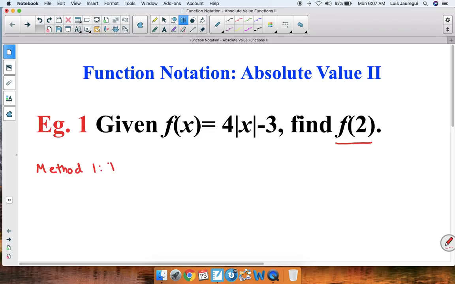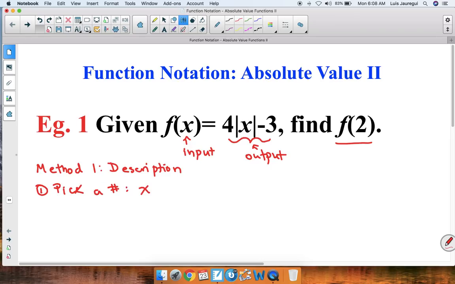Method 1 is also known as the description method. Now, what do I mean by description? Well, notice that in order to generate your function f of x, we take the input x, and we're going to obtain the output 4 times the absolute value of x minus 3. So let's describe what's going on here. Well, the first thing we do is to have that input. So we can say that we're going to pick a number. And in that case, we're going to call that number x.